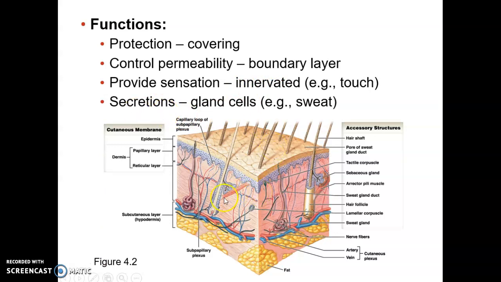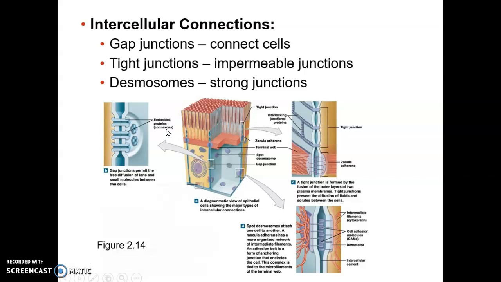Secretions, as I mentioned, sweat. This is secretion that allows us to cool off. We also have oil glands, sebaceous glands, that keep our skin moisturized and our hair moisturized. So secretion is a function of your epithelial layers on your body.